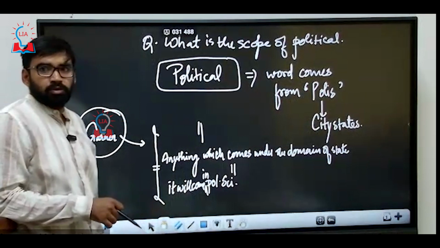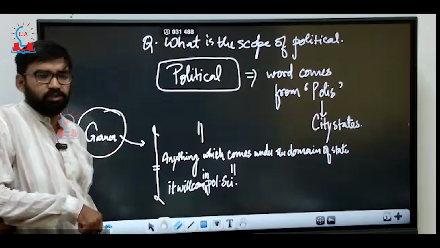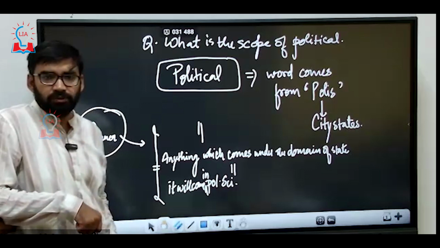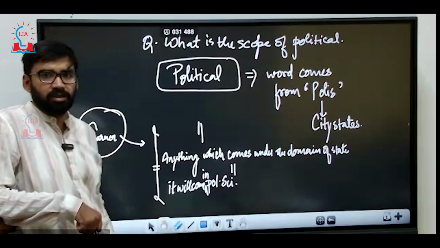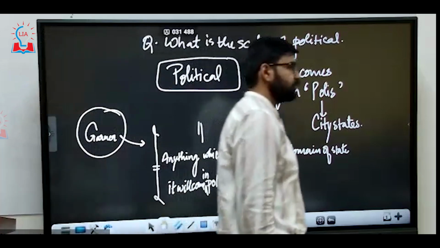Clear? So we have discussed 2 or 3 definitions of political science. What are those definitions which we have discussed in the last class? Just go through all the definitions once.